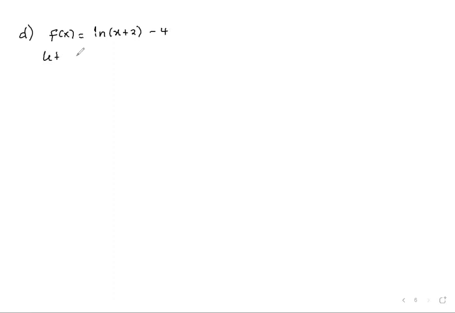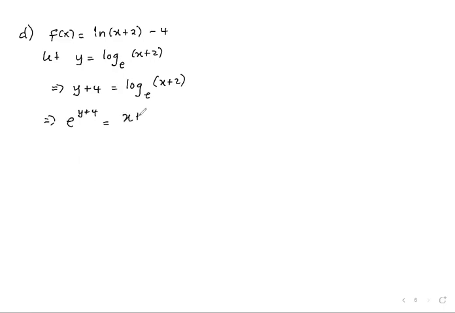So again, we let y be the log base e of x plus 2. We take that 4 to this side, so we have y plus 4 is equal to the log base e of x plus 2, and then raise it. It becomes e to the power y plus 4 is equal to x plus 2, which becomes x is equal to minus 2 plus e to the power y plus 4.